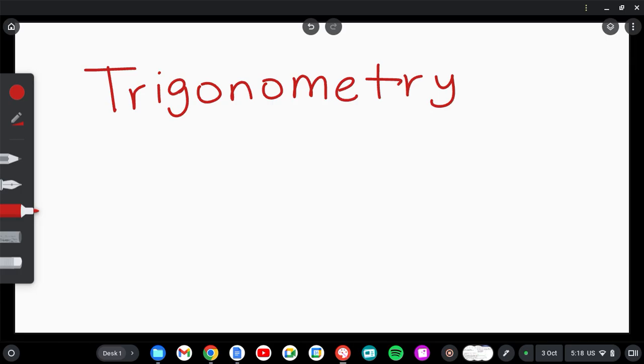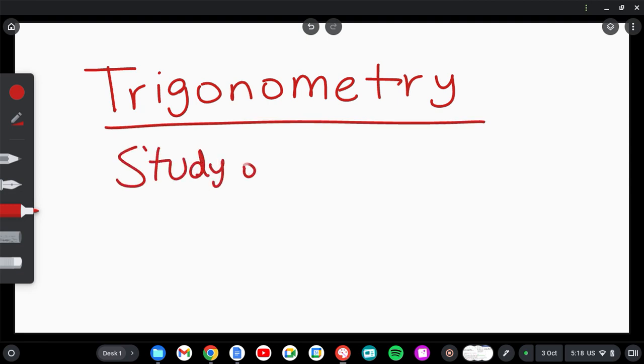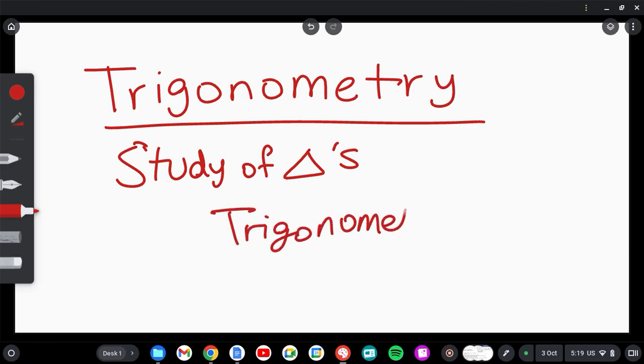Okay, we are going to study now about trigonometry. What is trigonometry? Trigonometry is basically the study of triangles. Yeah, basically it's just a study of triangles. Because tri means 3, there's a tri here, tri means 3, so it will be triangles. Okay, the study of triangles.